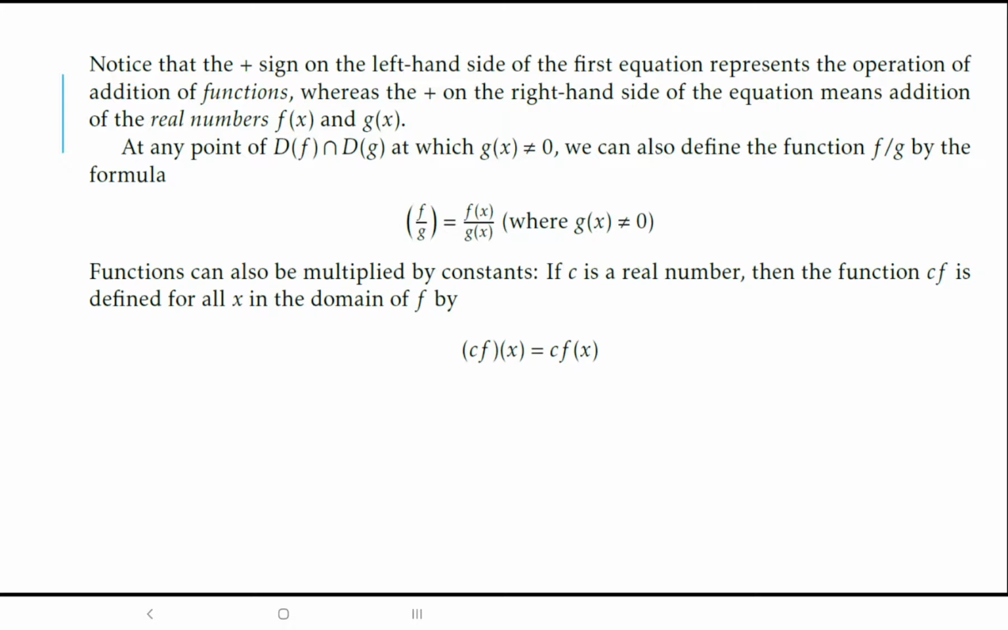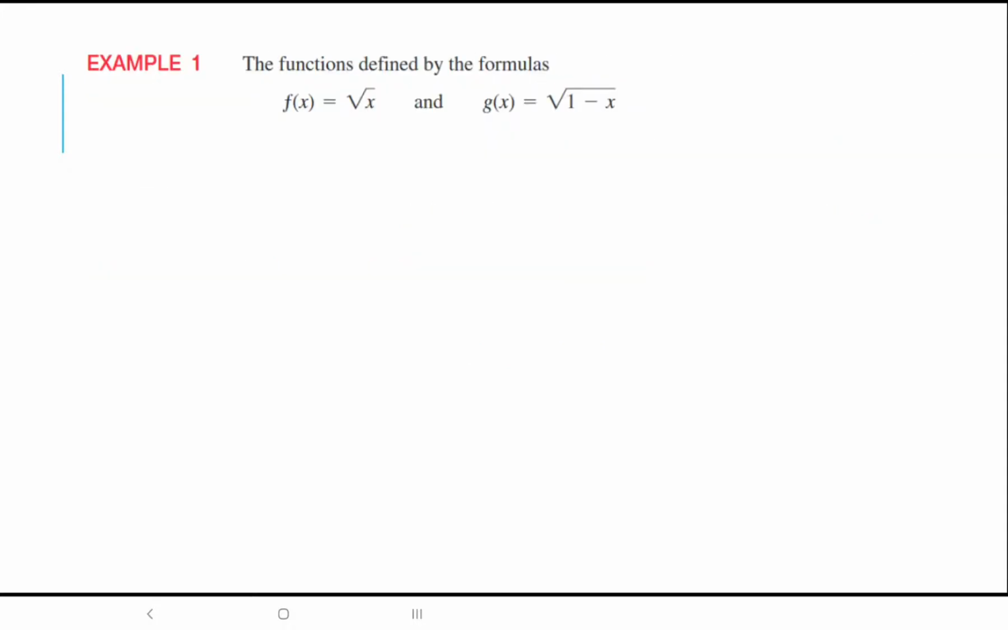So, c times f of x is just equal to c times f of x. Okay, we have the following example. So, suppose we have two functions, f of x and then g of x. So, f of x is the square root of x, and then g of x is equal to the square root of 1 minus x.